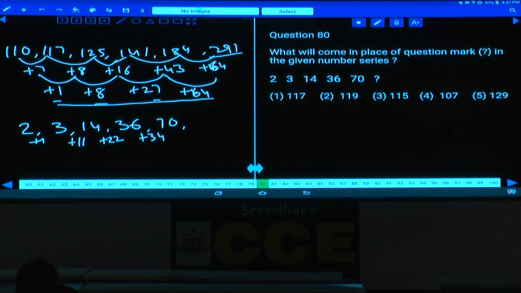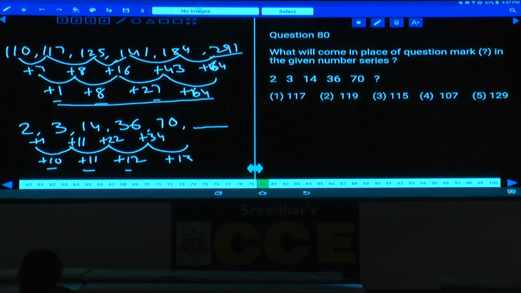Then what should be the next difference? Then 1 and 11, here it is plus 10. 11 and 22, 11. 22 and 34, 12. Next one, 10, 11, 12. 13 should be added. 34 plus 13, 47. And 70 plus 47 is how much? 117. What is your answer here? Choice 1 is the answer.